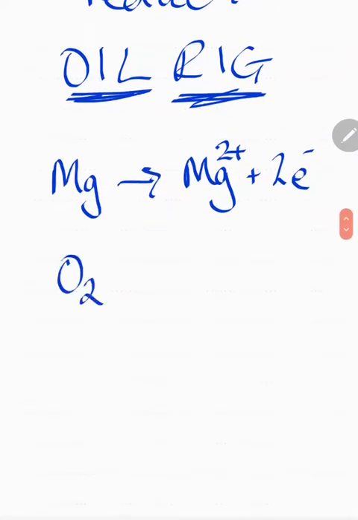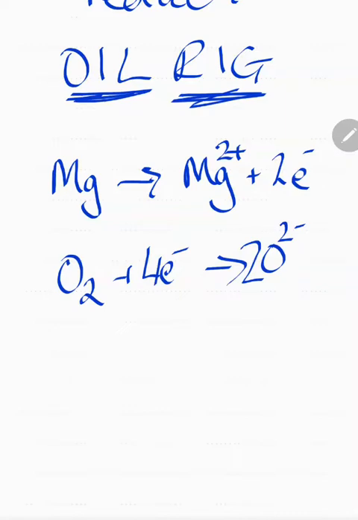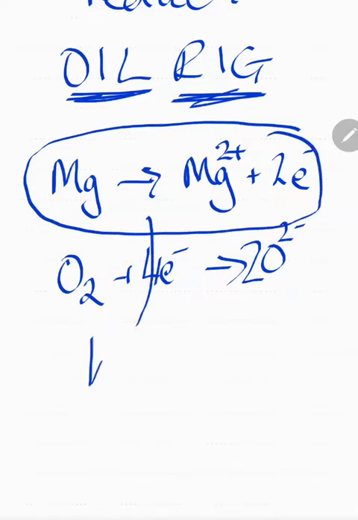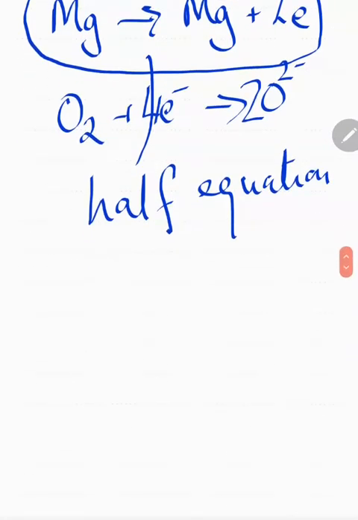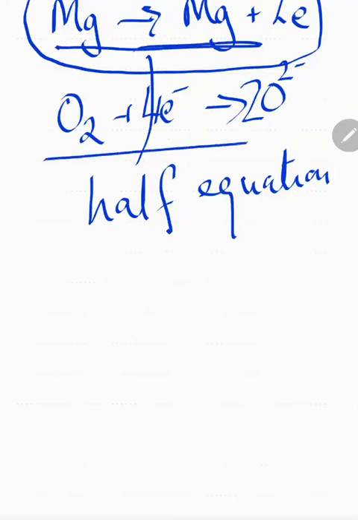Oxygen gained electrons to become O2-. This equation I'm circling is known as a half equation. A half equation tells me what happens to each reactant, or each atom or element, in the equation. So we have 2 half equations, one for magnesium, one for oxygen.